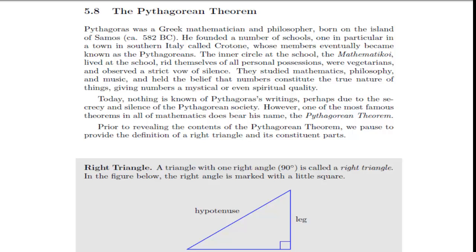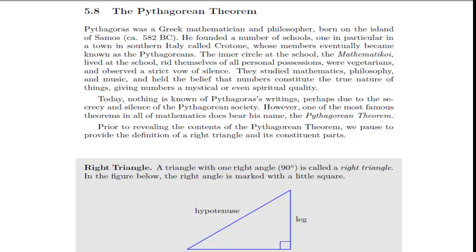They studied mathematics, philosophy, and music, and held the belief that numbers constitute the true nature of things, giving numbers a mystical or even spiritual quality. Today, nothing is known of Pythagoras' writings, perhaps due to the secrecy and silence of the Pythagorean Society. However, one of the most famous theorems in all of mathematics does bear his name, the Pythagorean Theorem.